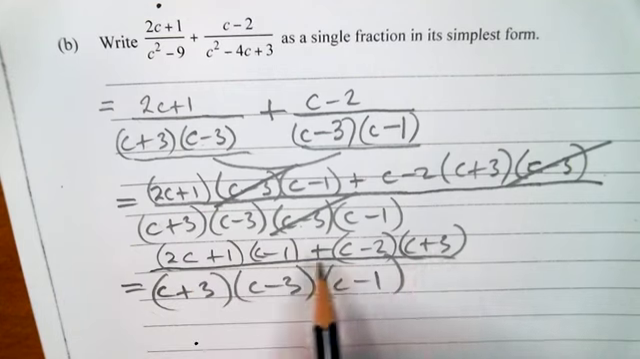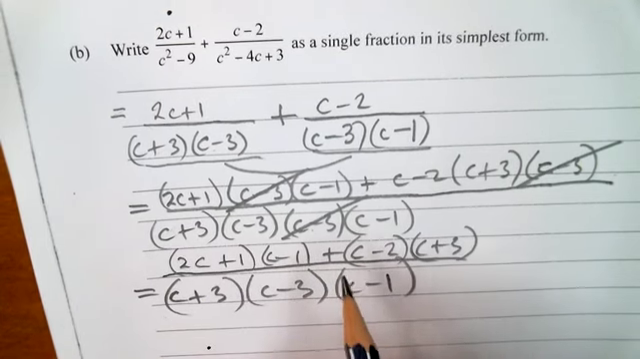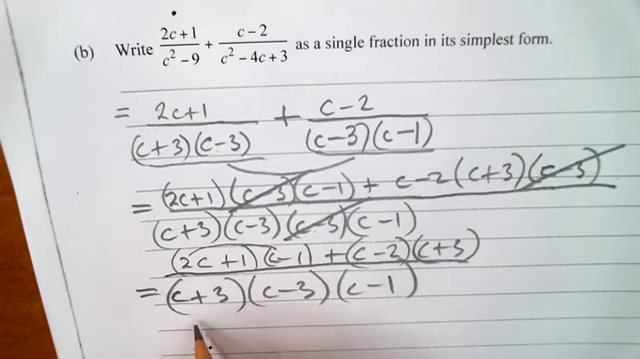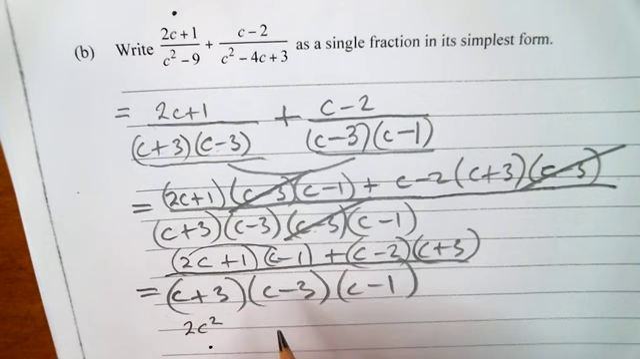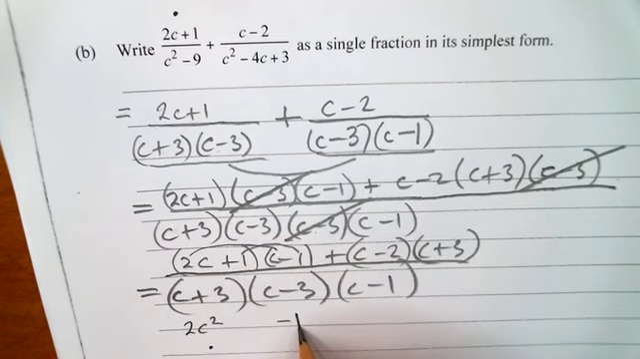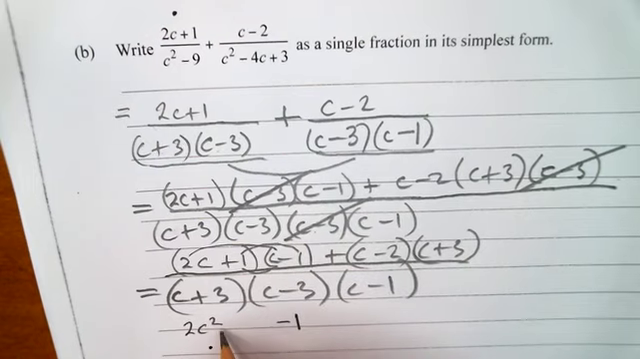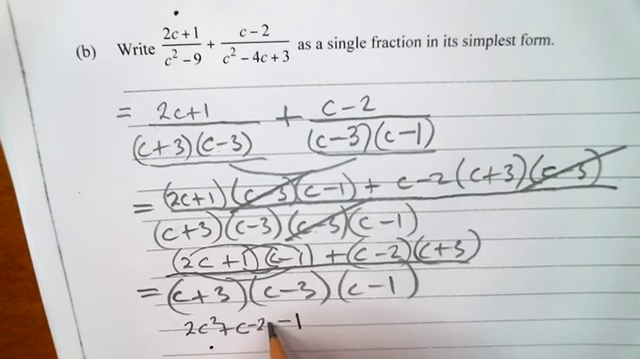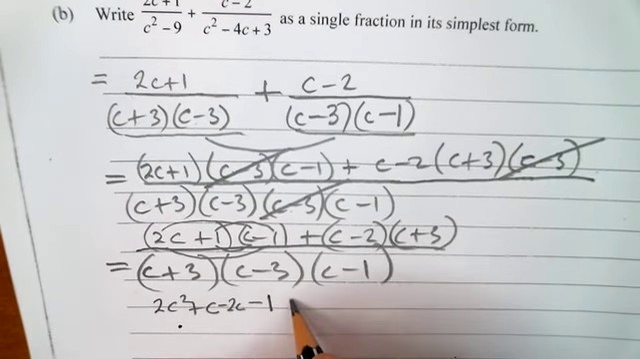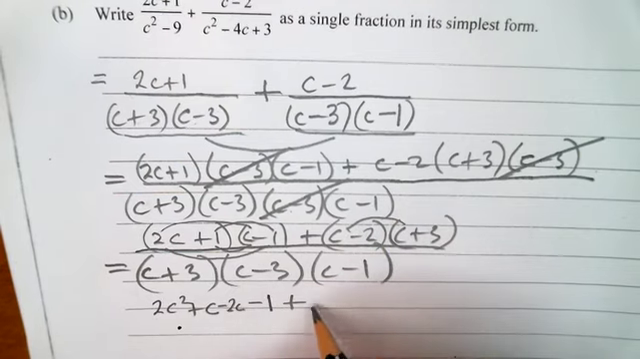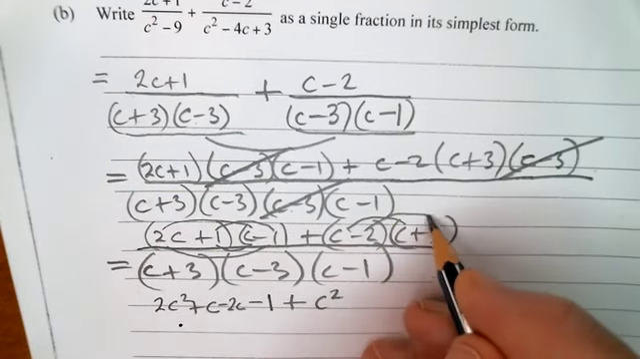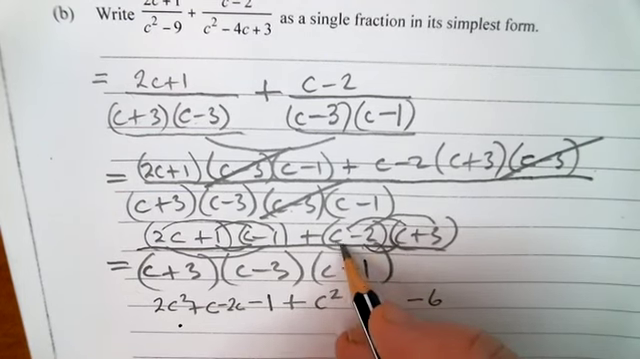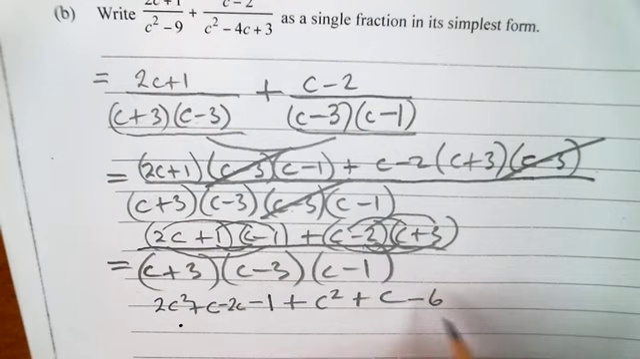I really can't do anything with this at the moment because there's nothing common. So let's multiply all this out and see where I end up. I've got 2c times c, that's going to be 2c squared. A c times negative 1 is going to be negative 1, and I've got a plus 1c plus c. And 2c times minus 1 is going to be negative 2c. And on this side over here, I've got c times c is c squared. Negative 2 times 3 is going to be minus 6. I've got minus 2c, and a plus 3c is just going to be plus c.